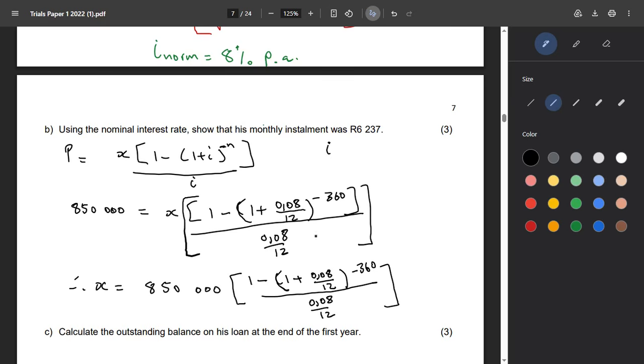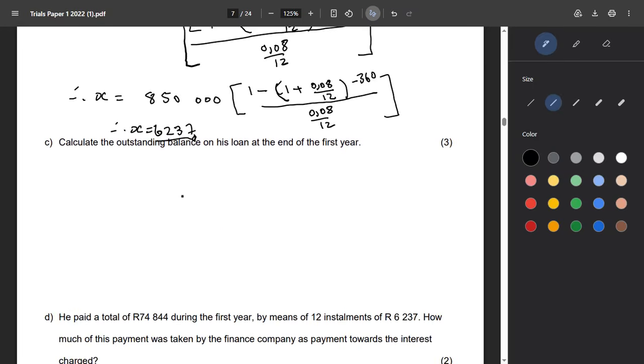So punch this on the calculator. You should get your X being 6,237. That's your value of X. And that's it for this question. This was also easy, 3 marks. Next question says calculate the outstanding balance on his loan at the end of the first year.